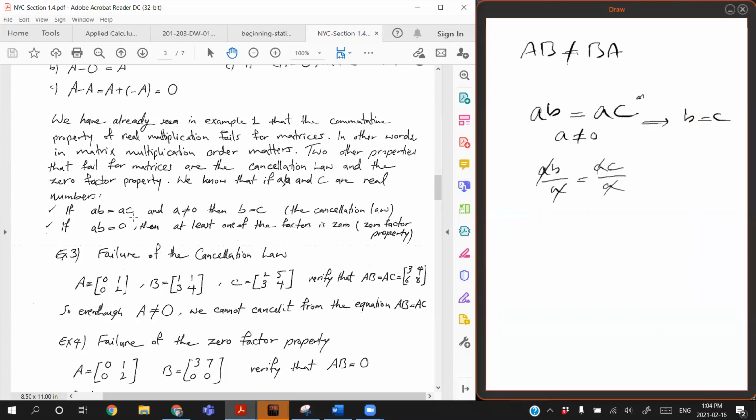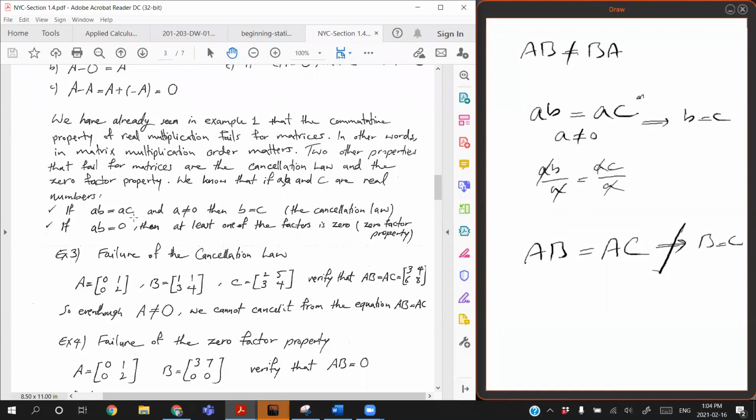So that you do not have for matrices. If you have matrix A times matrix B is equal to matrix A times matrix C, this does not imply that B is equal to C. You cannot cancel matrices from both sides of an equation. So that's one thing.